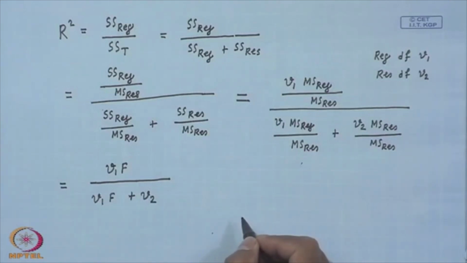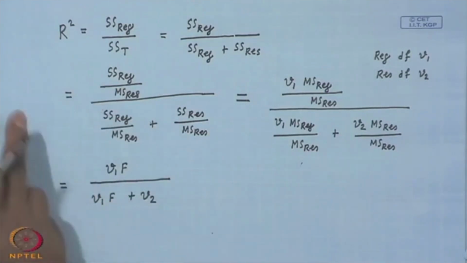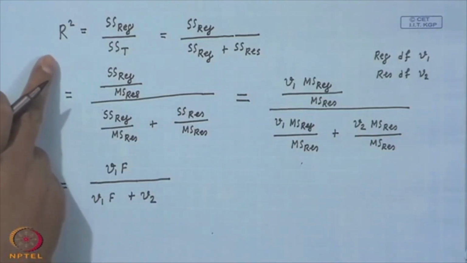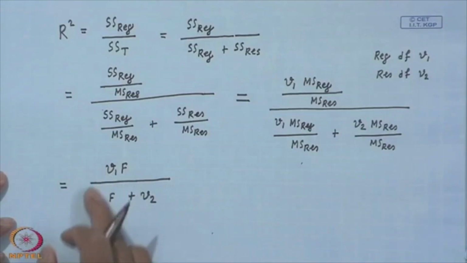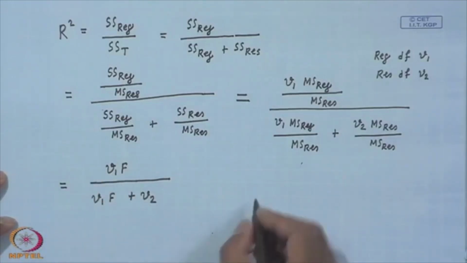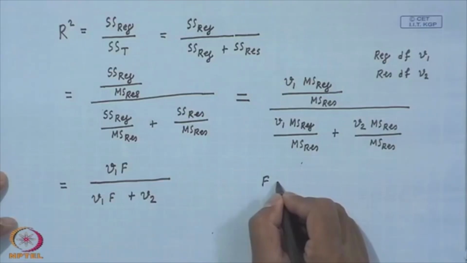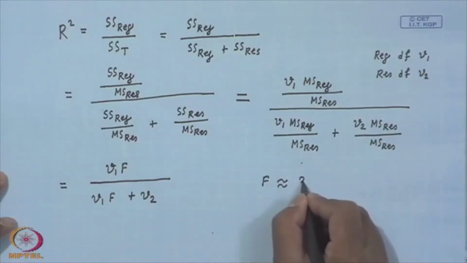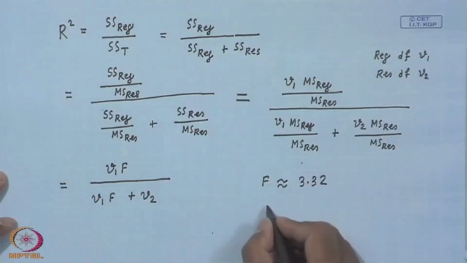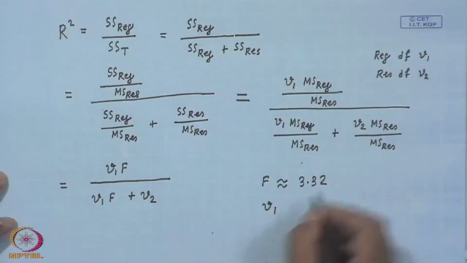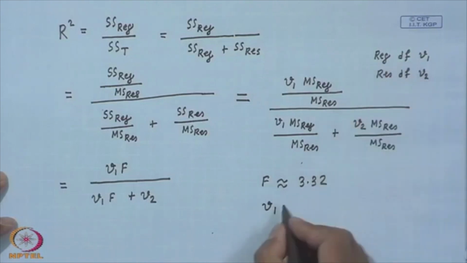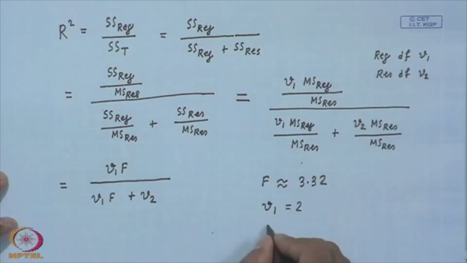Okay. So, now we can compute R square. This is how we can express R square in terms of f. We know that f is close to 3.32, and we know that V 1, the regression degree of freedom, is equal to 2 in our case, and V 2, which is the residual degree of freedom, is equal to 30.